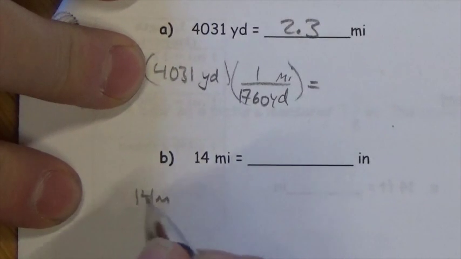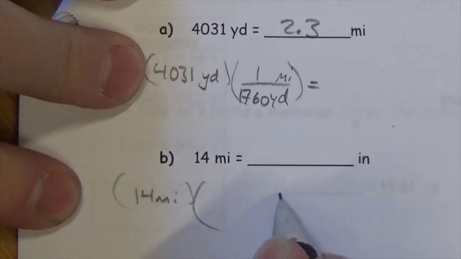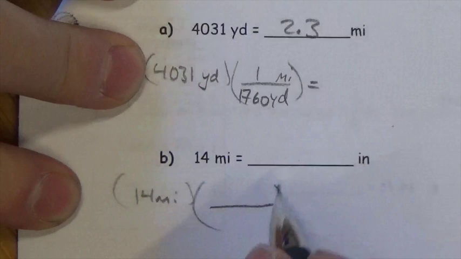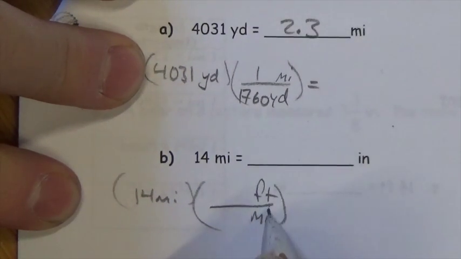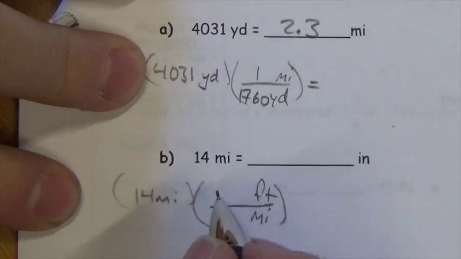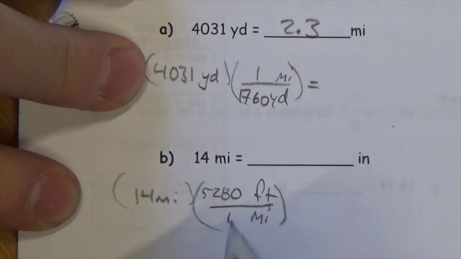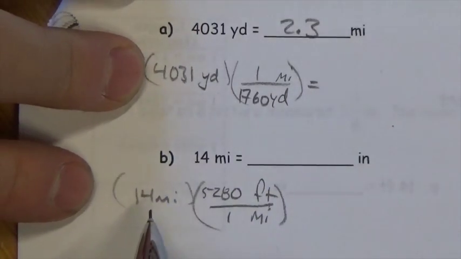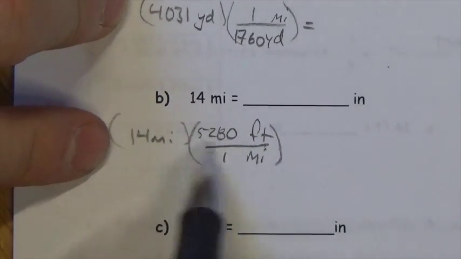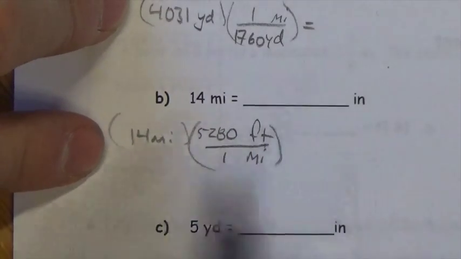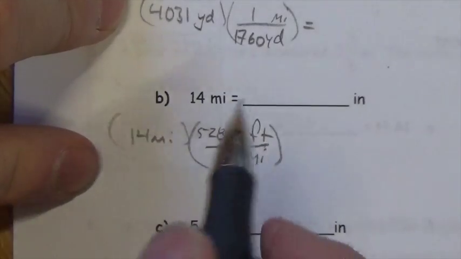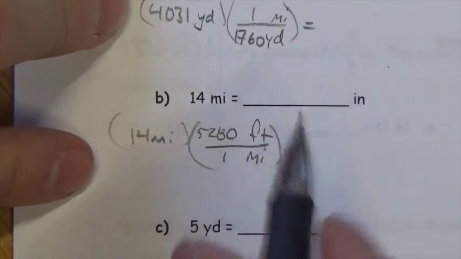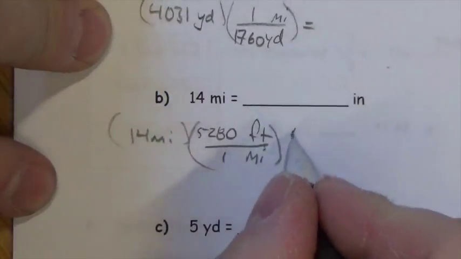So 14 miles. What I'm going to do is convert this into feet first. Now I want feet left over in the numerator and miles to cancel. And when I look at that, I notice that I've got 5,280 feet per 1 mile. Now, when I think about that, my number here is going to get larger because I'm going to multiply it by 5,280 divided by 1. But that's exactly what I want. When my units get smaller, I want the number to get larger.